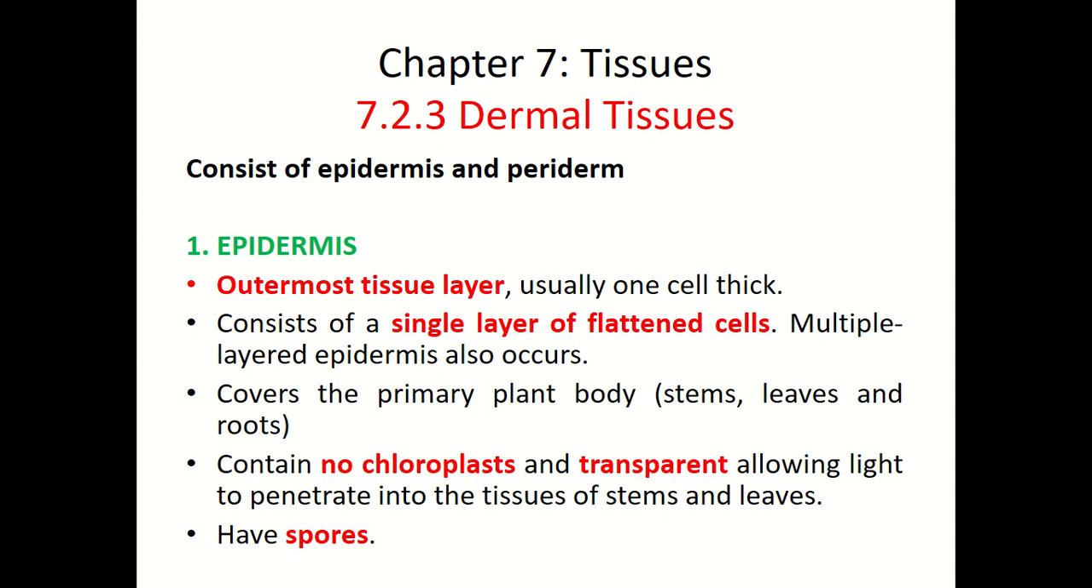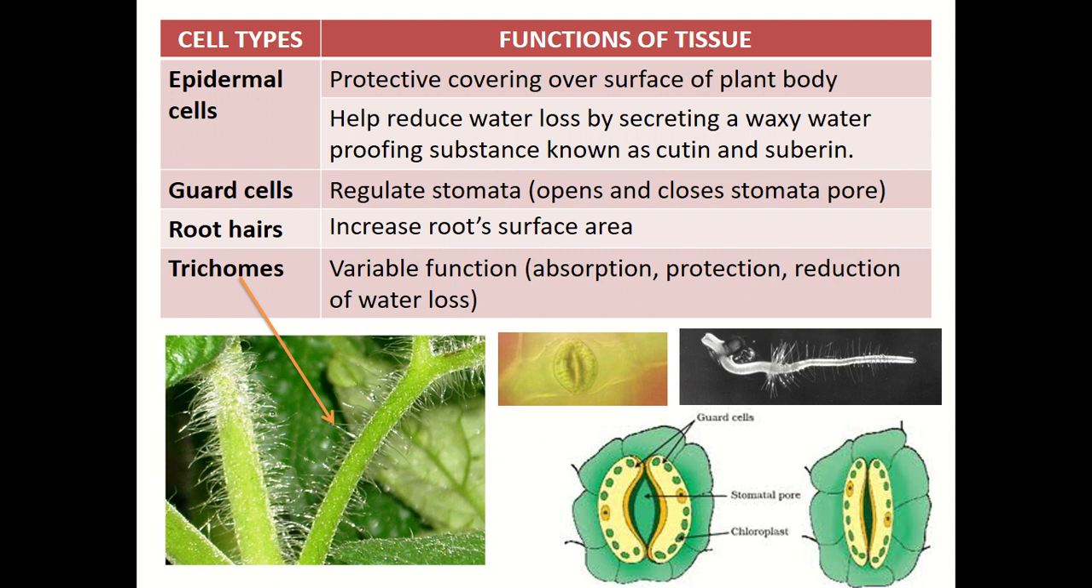And the epidermis contains no chloroplast and its structure is very transparent because it helps to allow light to penetrate into the tissue of the stems and also the roots, and they have pores. So under the epidermis, we have epidermal cells, the guard cell, root hair, and trichomes. These very tiny hairs here are known as the trichomes.